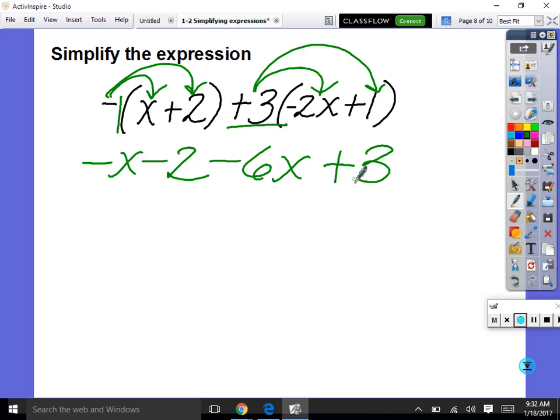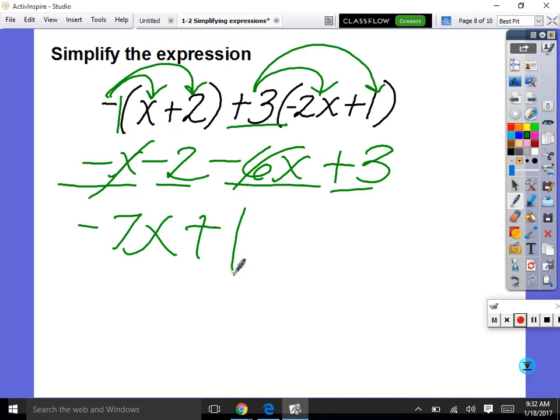Then from there, it's just adding and subtracting. You guys did good to say negative x minus 6x's is negative 7x's. We're getting much better at that, not just seeing a 1 and a 6 and going 5. Negative 2 plus 3 is positive 1. So that should be your final answer. If you made an error somewhere, hopefully you see where. Okay, awesome. That's our final answer, right?